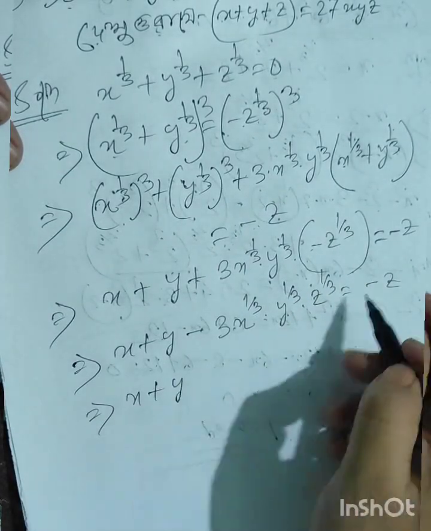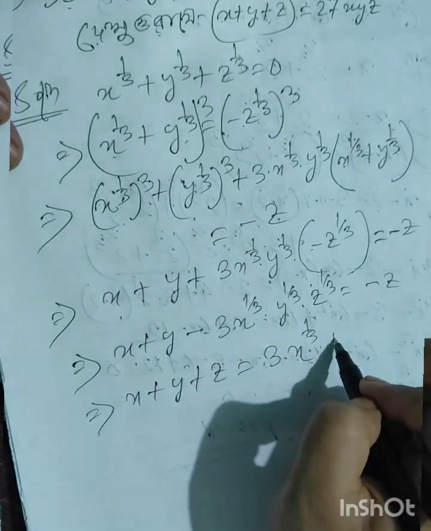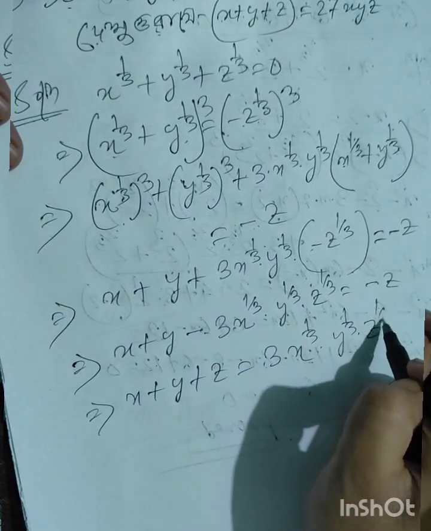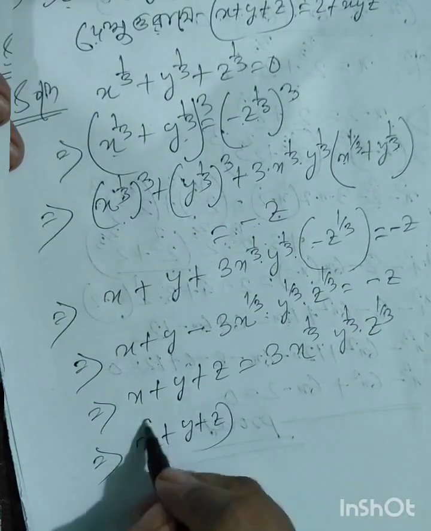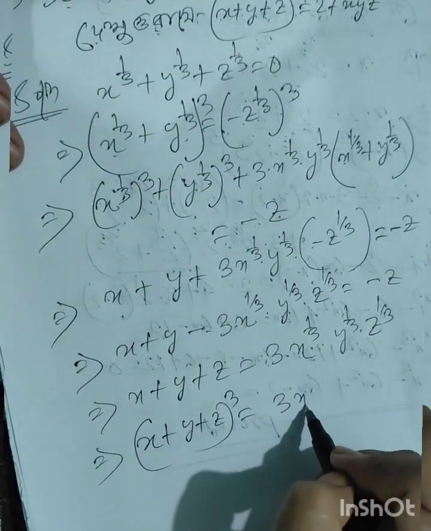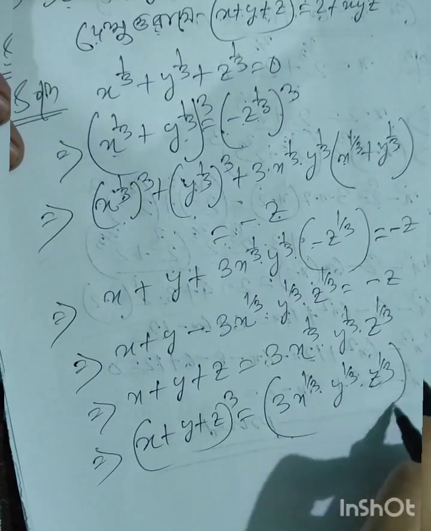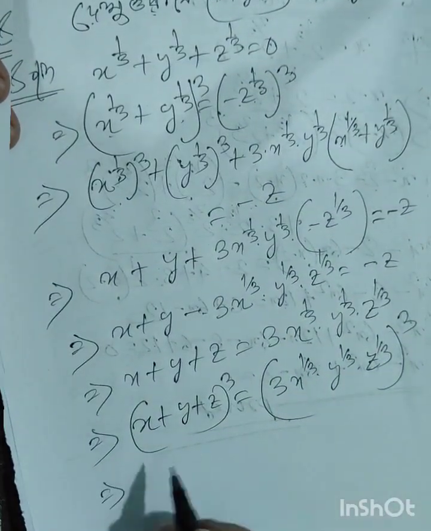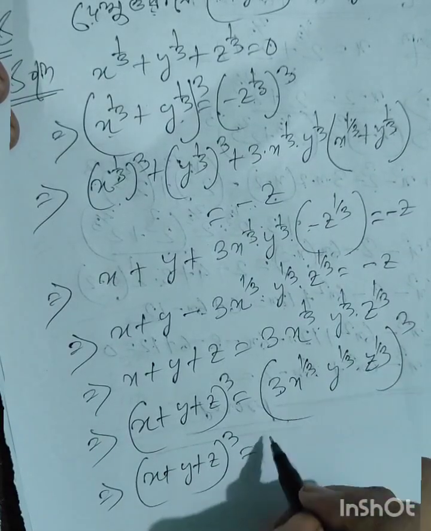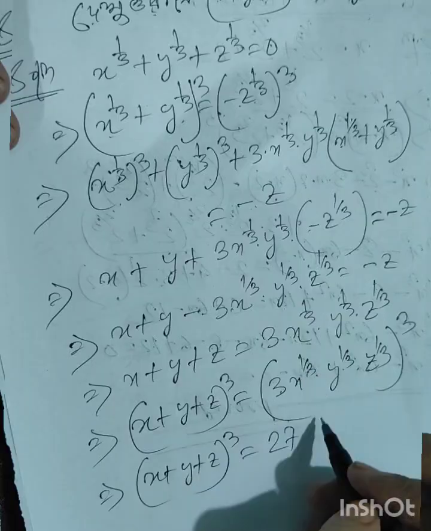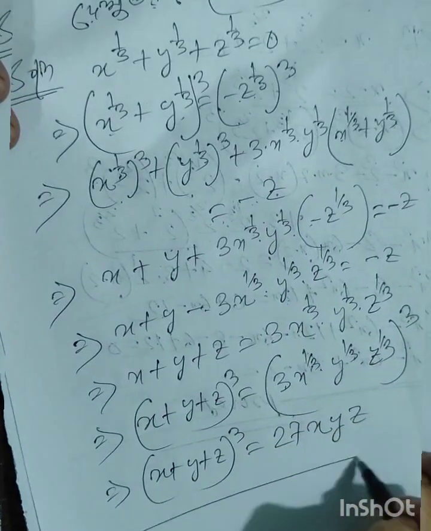Now take x plus y to this side, plus z, and the rest to the other side: x plus y plus z equal to 3 x to the power 1 by 3 y to the power 1 by 3 z to the power 1 by 3. Now cubing both sides, (x plus y plus z) whole cube equal to 3 cube into x y z, that is 27xyz.